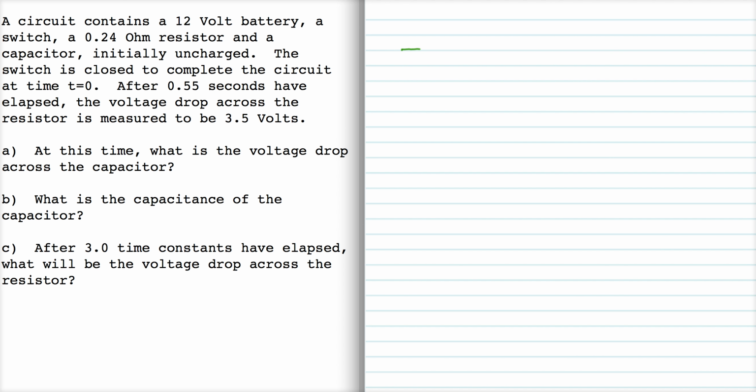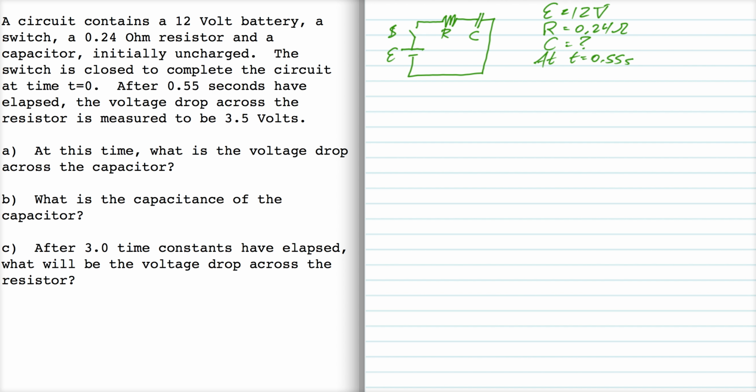I'm going to go ahead and draw us an RC circuit here with a switch and a resistor and a capacitor. Alright, so what do we got here? The EMF is 12 volts. The resistance is 0.24 ohms. We don't know what the capacitor is, but we do know that it's initially uncharged. And then we're told at t equals 0.55 seconds, the voltage drop across the resistor is 3.5 volts.